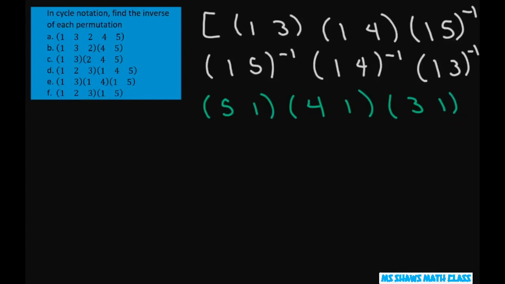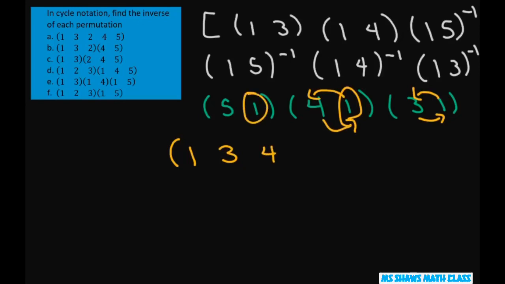Okay, so you start with 1. 1 maps to 3, and you're always going from right to left. And 3 goes back to 1, but we have a 1 here. So this one maps to 4. 4 maps back to 1, but now we have a 1 here. So this 1 maps to 5, and this 5 maps back to 1. So that's your final answer there.